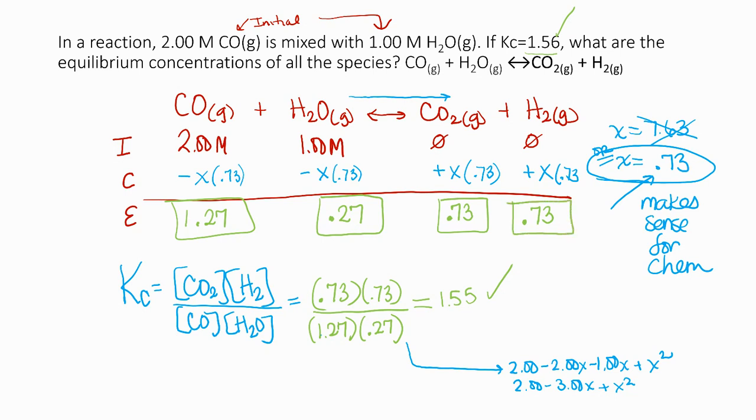Okay, so recapping, we have our initial amounts. It shifts to the right because there are no products, so it has to go right. And then we set up our equilibrium chart, our ICE table. We set up our Kc expression, and using the quadratic equation, we solved for x. Come back and plug in for x and get our equilibrium amounts.